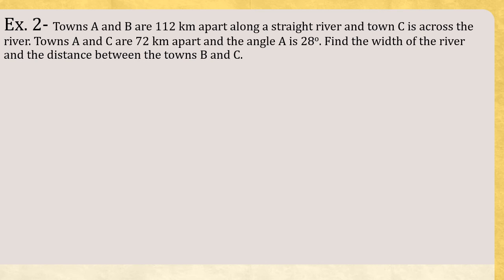So I'll get out some blue here for river. All right, so let's draw a river, straight river. And it says towns A and B are 112 kilometers apart along a straight river. So let's call this town A, and let's call this town B, and we know that that's 112 kilometers. C is somewhere across the river, so over here, and that obviously makes a triangle.